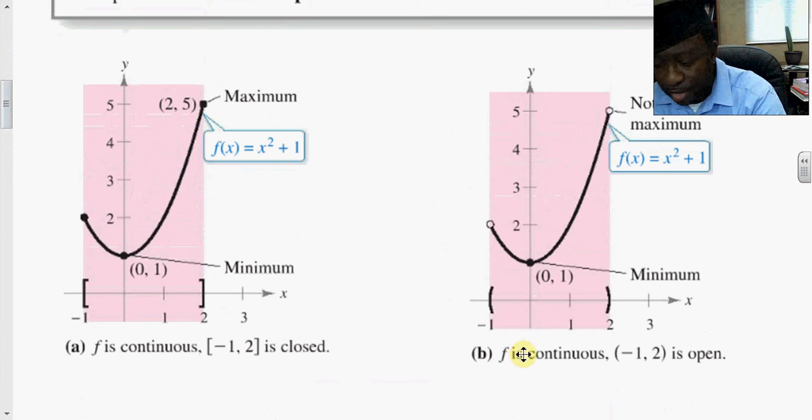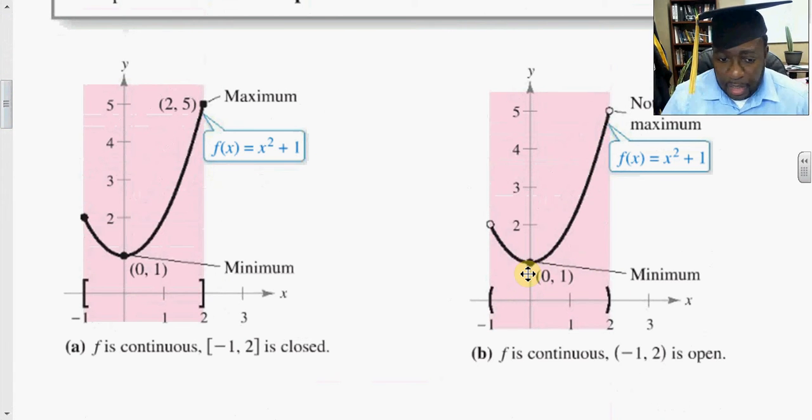Here, this function is continuous for this problem, but the interval is said to be open. And so the point (2, 5) is not included because 2 is not included on the interval. So here (2, 5) is not a maximum. But since (0, 1) is contained within the interval from -1 to 2, then (0, 1) is still said to be a minimum.